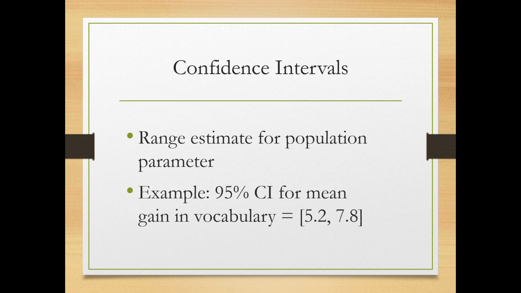A confidence interval gives a range of values where we believe the population parameter lies. For example, a 95% confidence interval of 5.2 to 7.8 means we are 95% confident the true mean falls between those values.